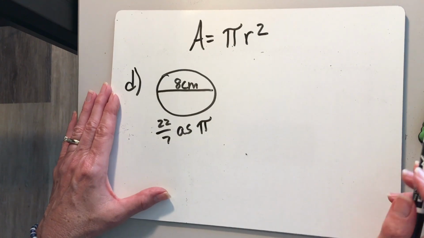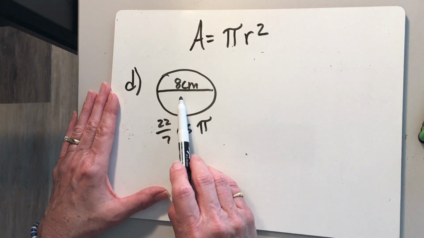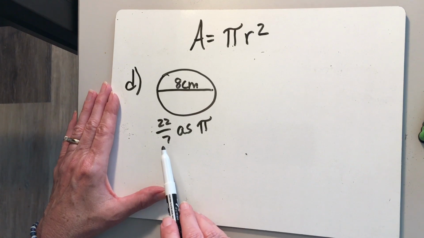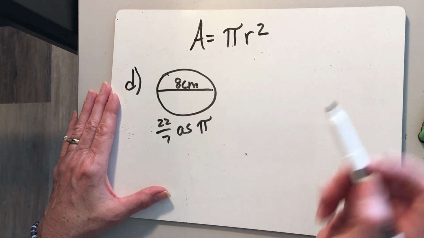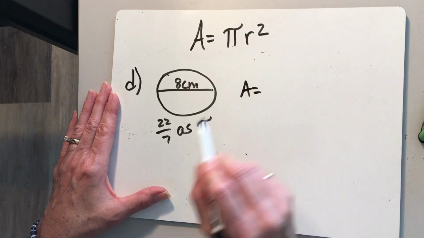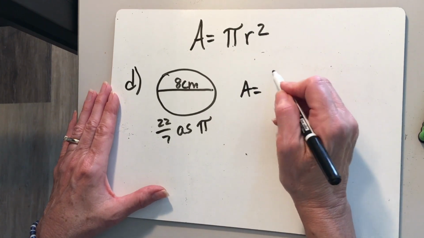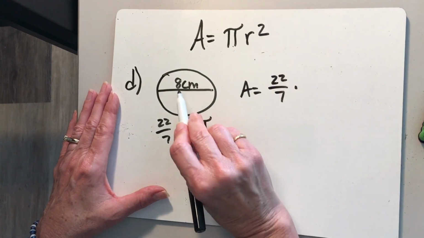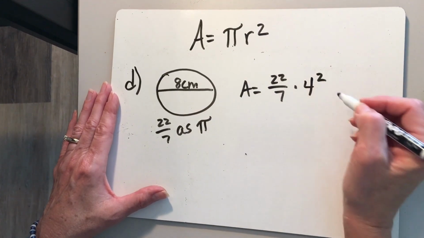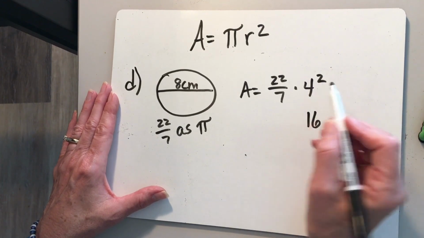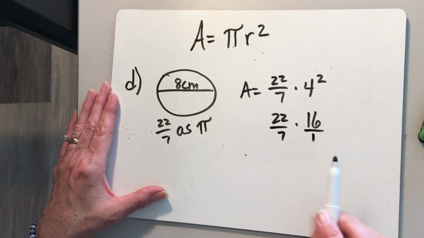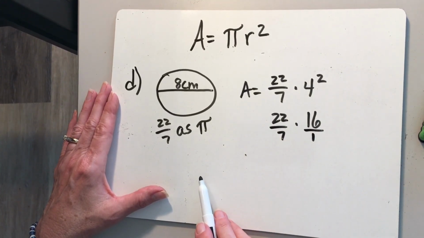Woohoo! Here's problem D. We have 8 centimeters as a diameter. Do you see a little pattern here? We have the same thing, just 3 different ways. But this time we're going to do 22 over 7. We're going to use that as pi. So again, we substitute. Instead of pi and instead of 3.14, we're going to put 22 over 7 for pi. Times, and we already know that is 4 squared. We can just write 16 here and 22 over 7. Put 16 over 1. There is no cross-canceling that we can do here.